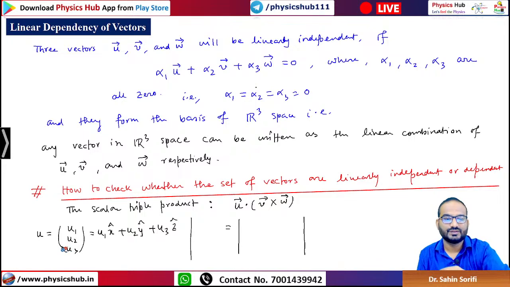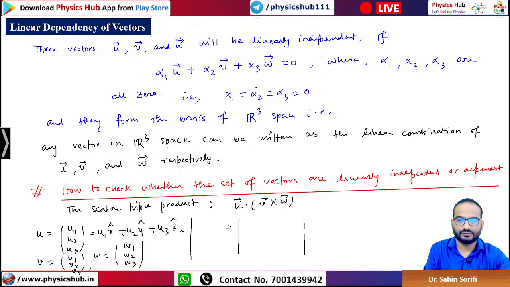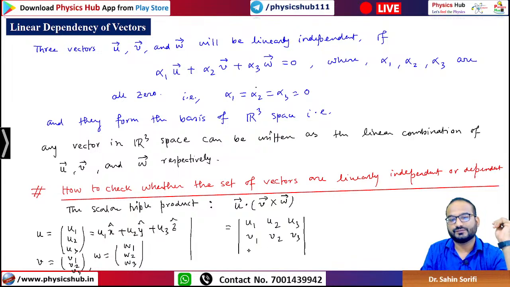Similarly, you can also write v. V is equal to V1 x cap, V2 y cap, V3 z cap, and W is W1, W2, W3. These are components. So you can express it in terms of this also. So U dot V cross W will be, you just need to write the components row-wise: U1, U2, U3, V1, V2, V3, and for W, W1, W2, W3.